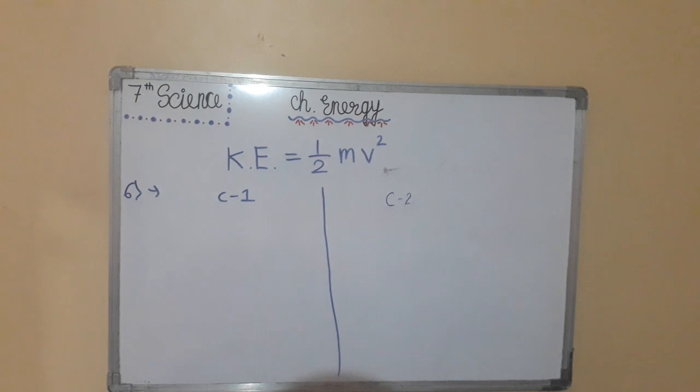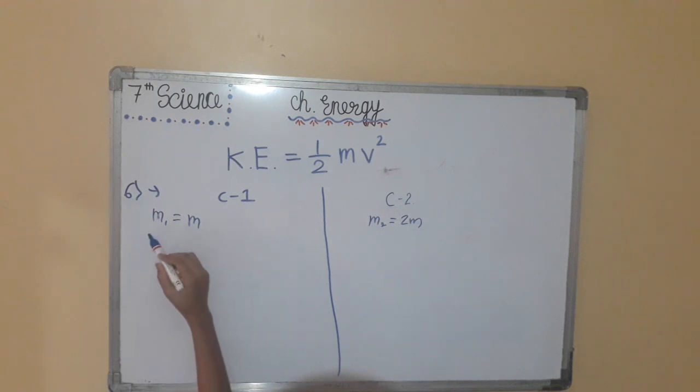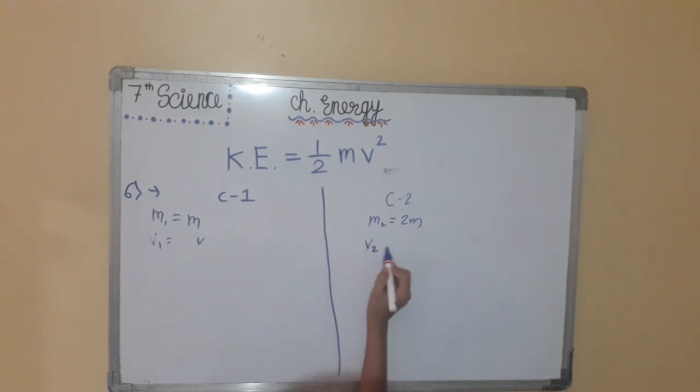So first we will take case 1 and case 2, and let m1 be m and m2 be 2m. And velocity 1 be v and velocity 2 will be v upon 2, as velocity is halved.